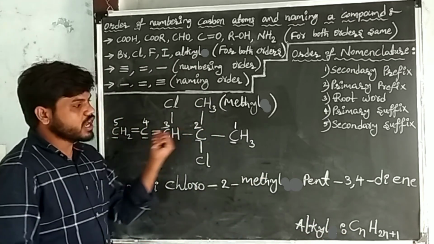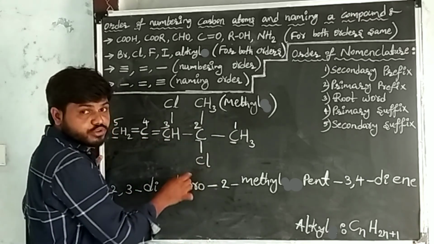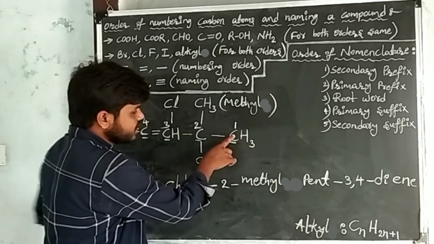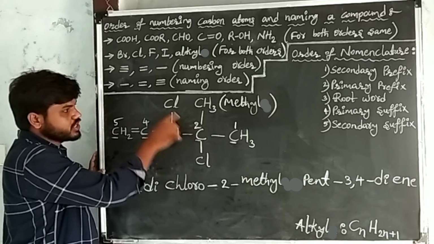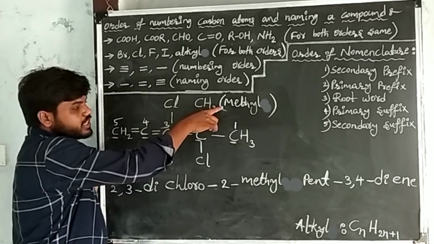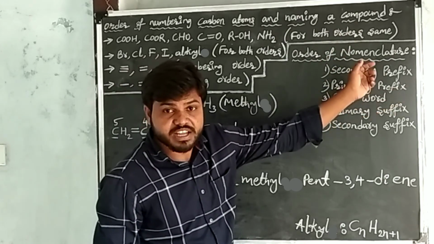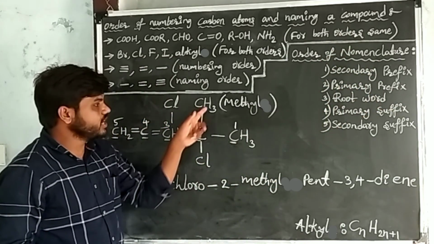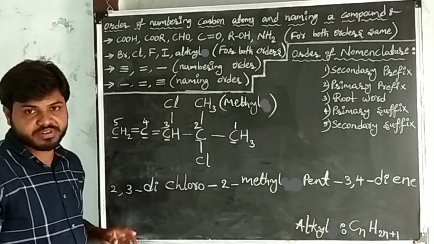Now first give numbers to each carbon atom in such a way that the chlorine gets the least number. That's why I started from the right side: first carbon, second, third, fourth, fifth. The chlorine gets second position, this chlorine gets third position, and methyl gets second position. First write the secondary prefixes: 2 chlorines and 1 methyl. First write the chlorine prefix, then take the methyl prefix.